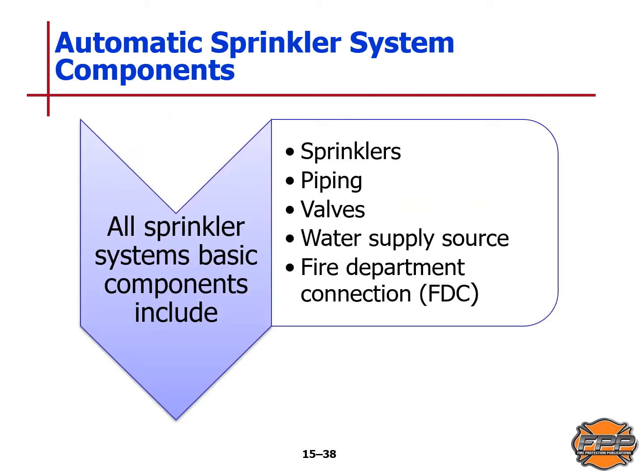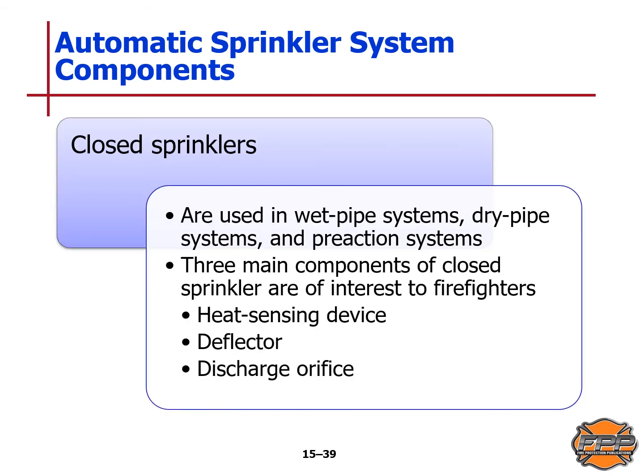All sprinkler systems' basic components include sprinklers, piping, valves, a water supply source, and a fire department connection. Closed sprinklers are used in wet pipe systems, dry pipe systems, and pre-action systems. There are three main components of a closed sprinkler that are of interest to firefighters: a heat sensing device, a deflector, and a discharge orifice.